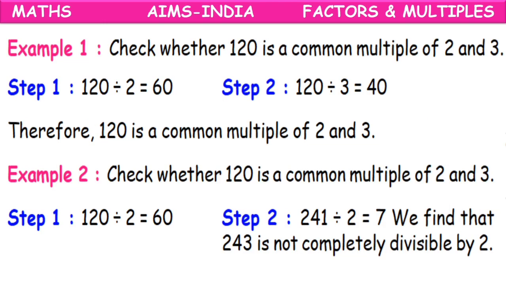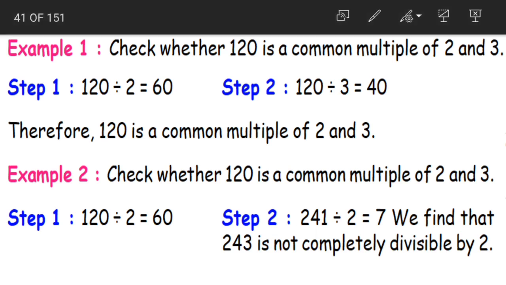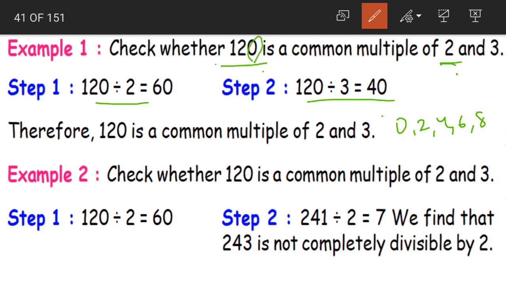Let us look at an example here. Check whether 120 is a common multiple of 2 and 3. One way, the long process, is to find out by dividing actually. 120 divided by 2. If you remember the divisibility rules, for a number to be divisible by 2, it should have 0, 2, 4, 6 or 8 in the ones place. It has 0 in the ones place, so 120 is divisible by 2.